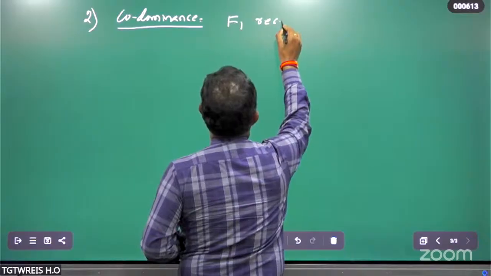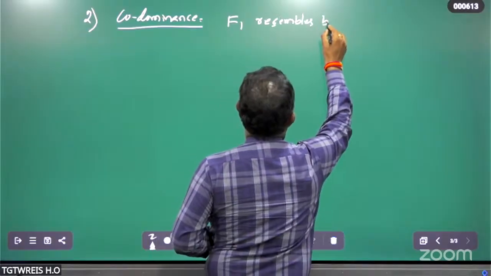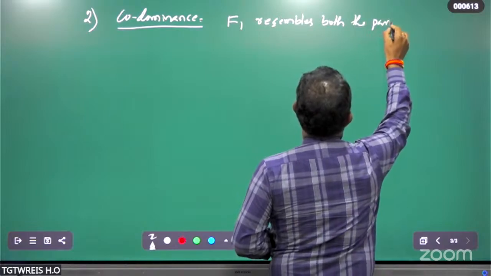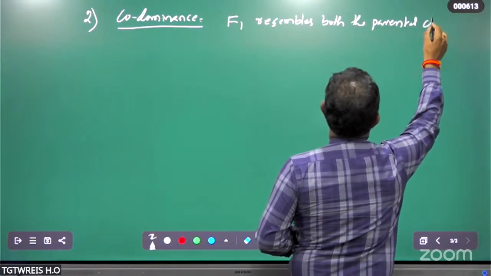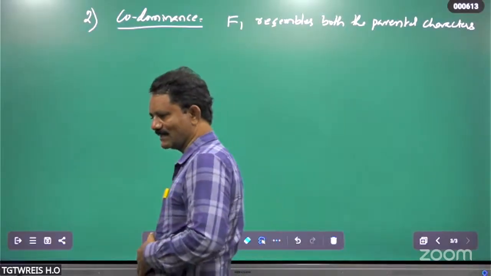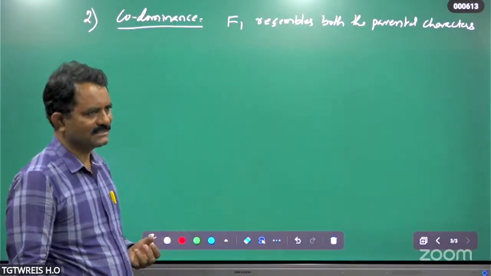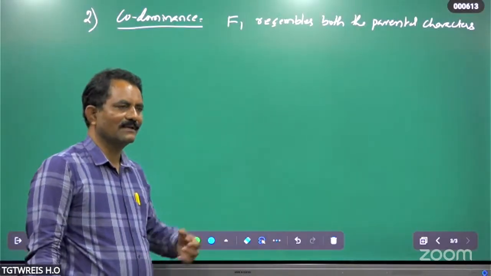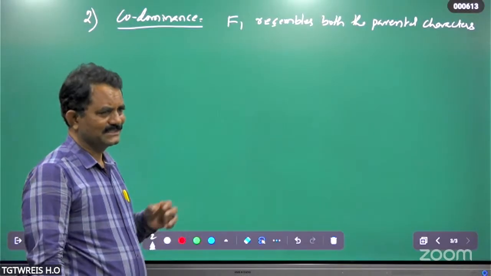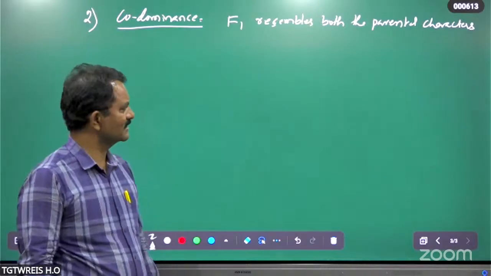F1 resembles both the parental characters. So it is also one of the deviations. According to Mendel, law of dominance is there, but here F1 is deviated. The phenotype of the F1 generation is deviated from law of dominance. So here F1 resembles both the parental characters.